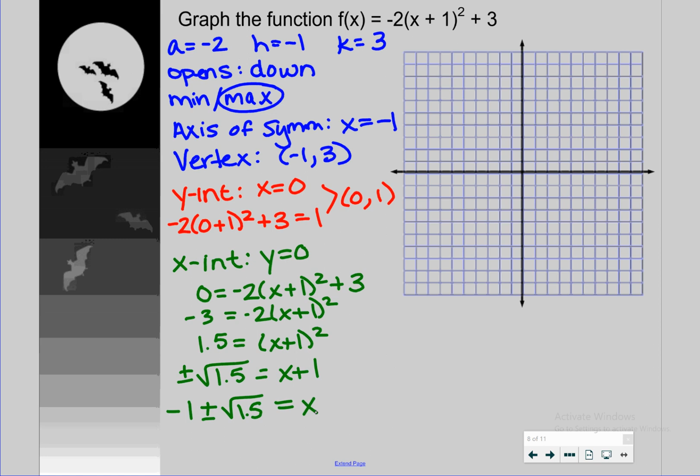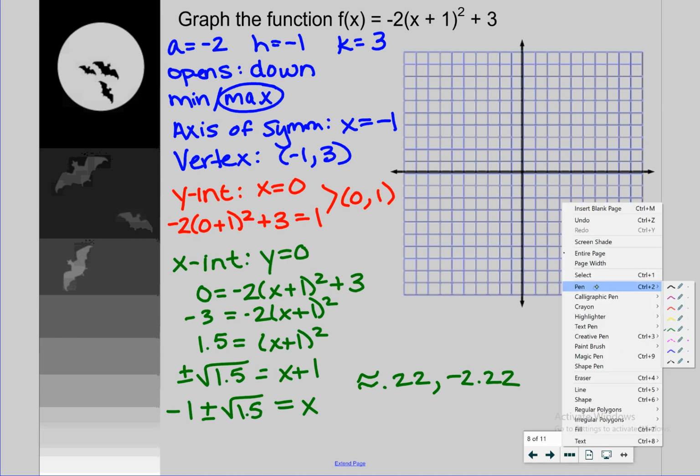Now those are exact answers. That's kind of hard to graph, so I'm going to figure out approximately what those are. My x-intercepts are approximately, if I use the plus, I get about 0.22. And if I use the minus, I get -2.22. Again, those are my x-intercepts. All of this is actually a little bit more information than you really need to get this graph.